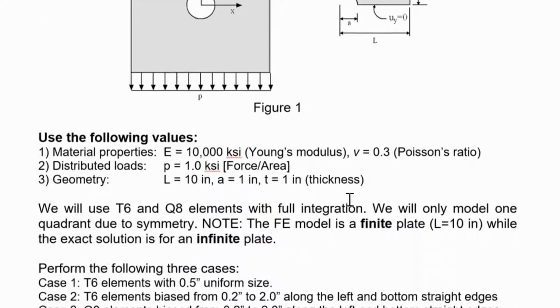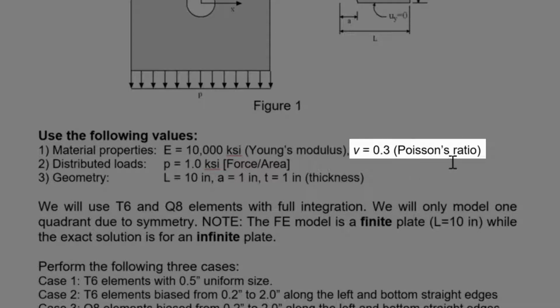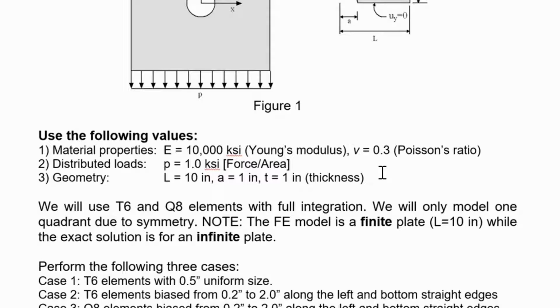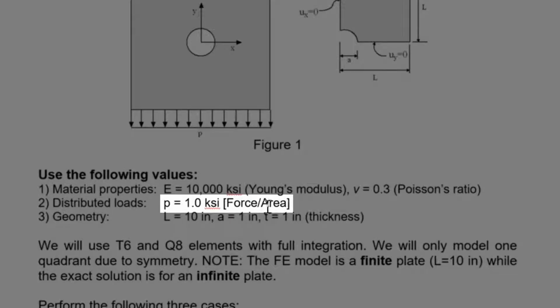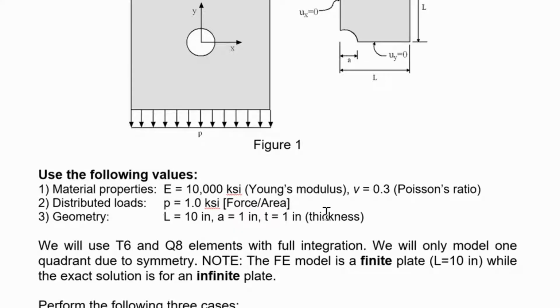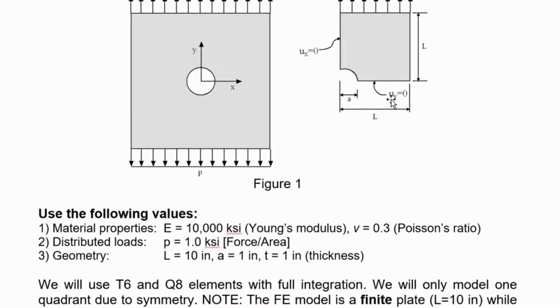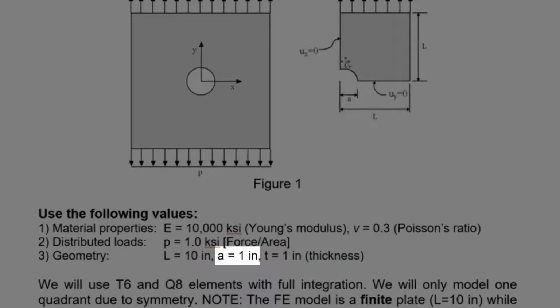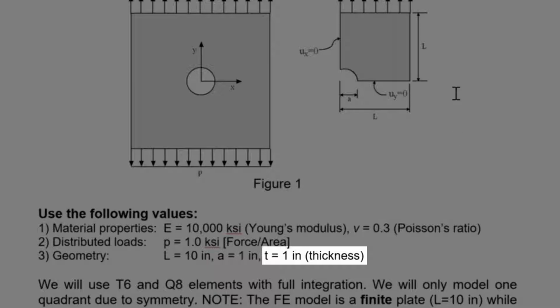In terms of material properties of the plate, the Young's modulus is 10,000 ksi, and the Poisson's ratio is 0.3. The distributed tensile load on the top face is 1 ksi, kilopounds per square inch. The geometry has a length and height L, 10 inches. A radius of the circle being 1 inch, and thickness of the plate is 1 inch.